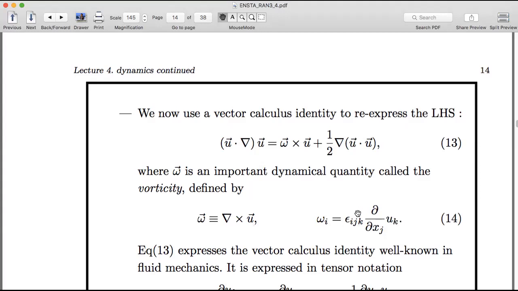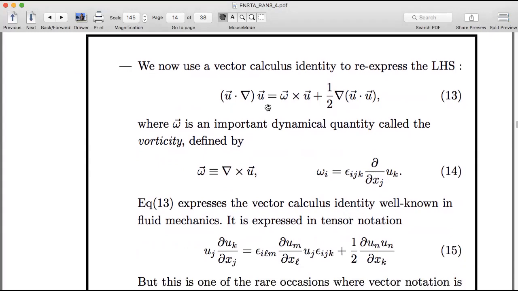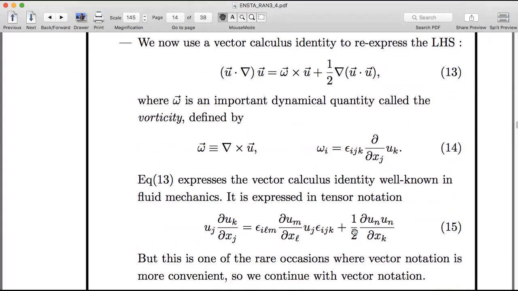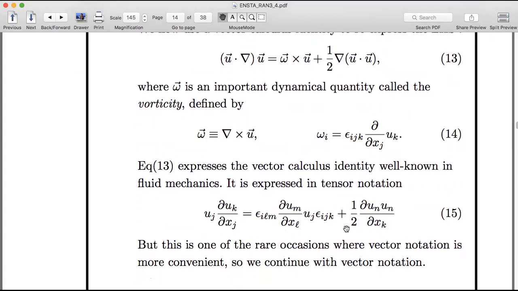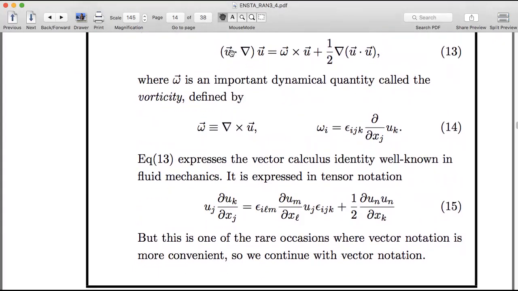I could write that in tensor notation if I wanted, and then I could rewrite this thing in terms of tensor notation. But I really think this is not very useful, so I'm going to just skip equation 15. The important thing is that you know that omega is the curl of the velocity. If you want a physical explanation, it's the rate at which the fluid is spinning about an axis.